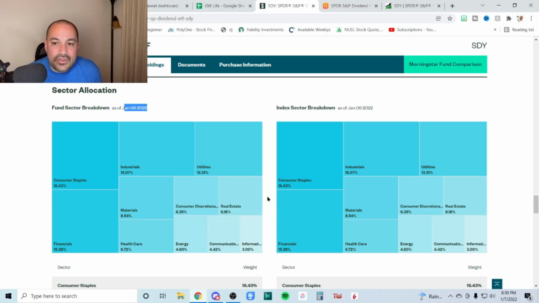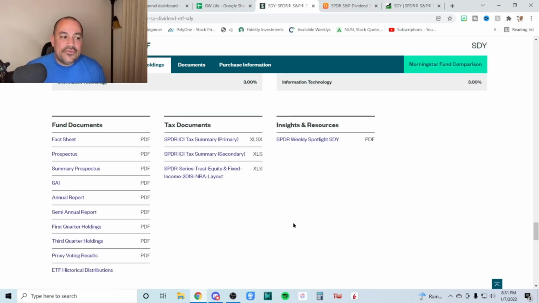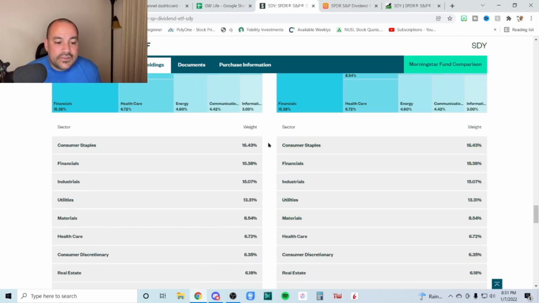The drawback to this fund is going to be information technology only having 3%. The reason is that there just aren't that many companies in the tech sector just yet that fall within that screen of having 20 years of dividends. So it might take a while for that to happen, and in the meantime that will probably put a little bit of a damper on the growth of this fund. Over time, information technology will probably creep up in weighting. So that's it for the SDY sector allocation and holdings.